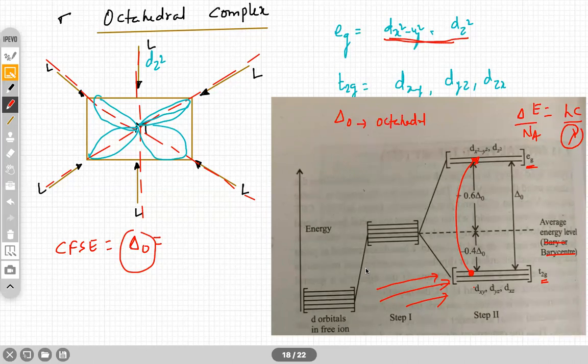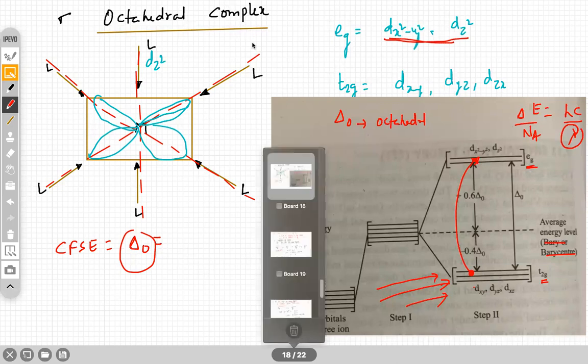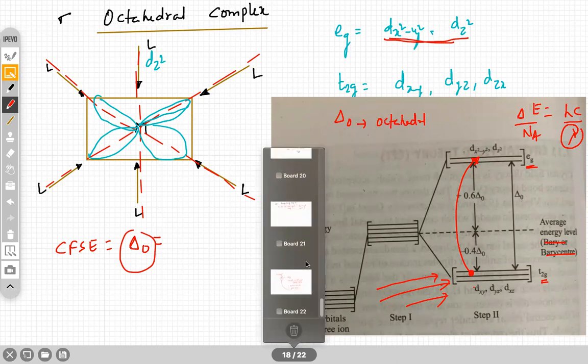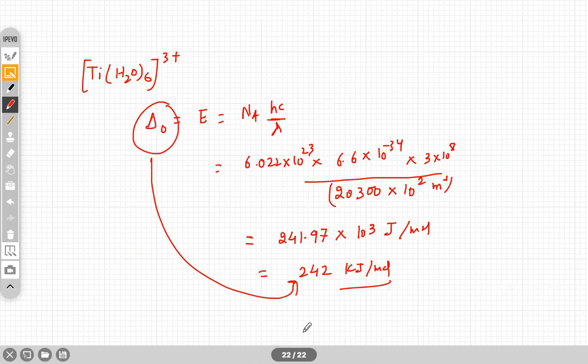So this delta O is, you can say, a kind of unit for each complex. I have given you delta O for one complex, but it will be different for other complexes. But you don't have to calculate this. They won't ask you. I have never seen any question in which they ask you to calculate delta O. If they ask, they'll ask you to calculate in terms of delta O. So you don't have to worry about it. But to understand the concept, you should know this. Like this, we can find out energy, wavelength, and then delta O. Corresponding to that, the complementary color is the color of the complex. Clear? Understood?